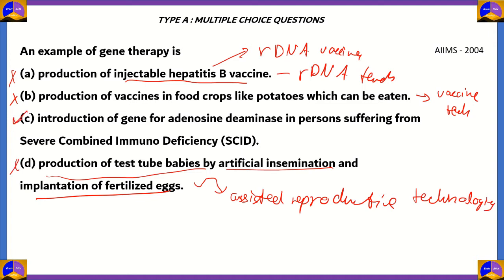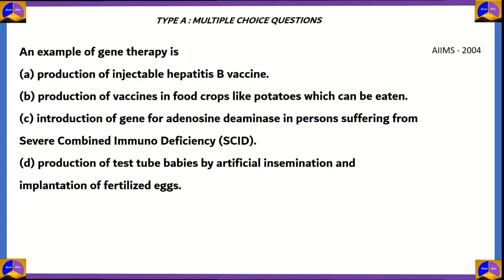The right answer is option C. Introduction of gene for adenosine deaminase in persons suffering from severe combined immunodeficiency or SCID is an example of gene therapy. It was the very first instance where gene therapy was used. So option C is the correct option.